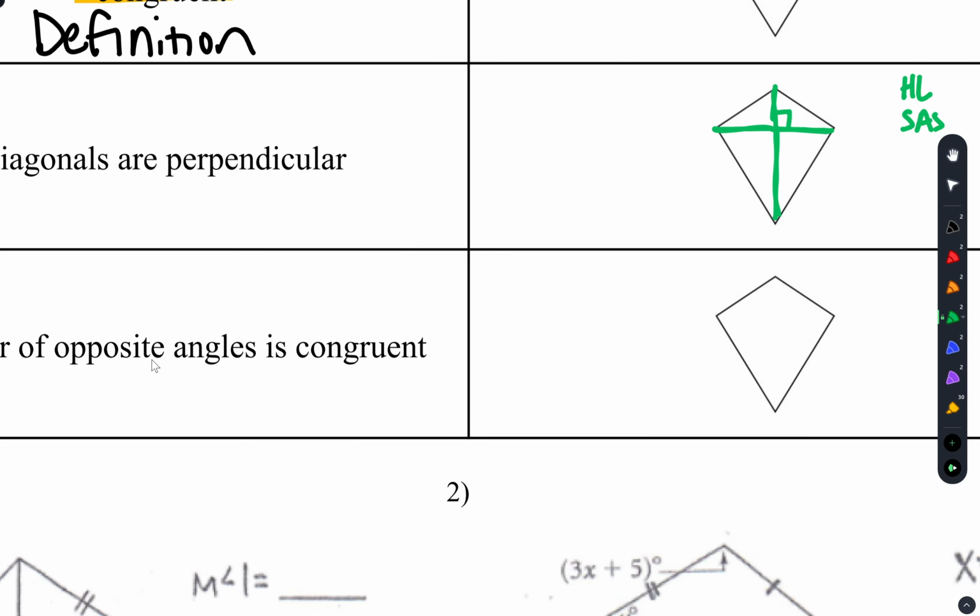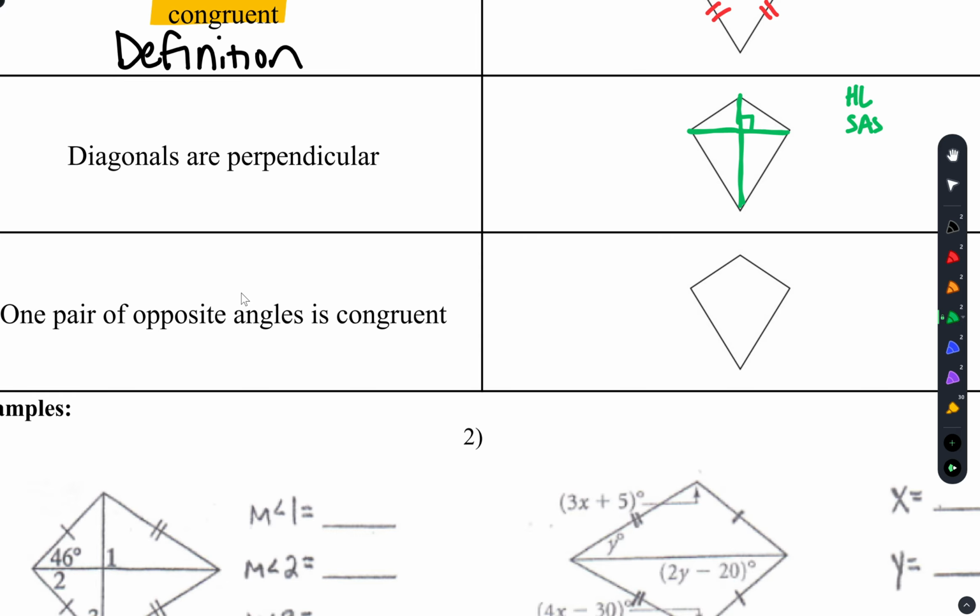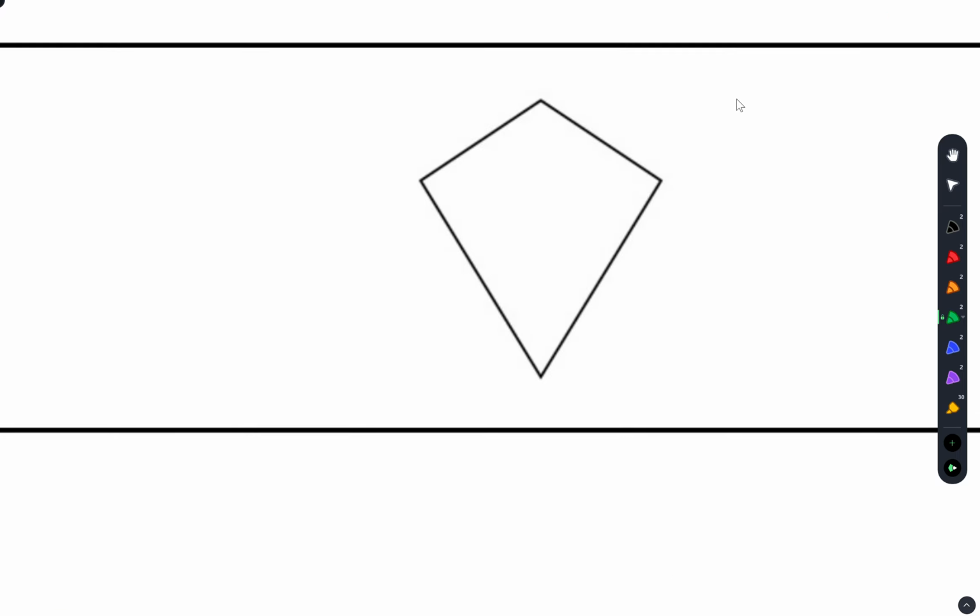The last property that we have is that one pair of opposite angles is congruent. So if I take a look at this shape, I just want you to give me your best guess. What pair of opposite angles do you think is congruent in this shape? Which 2 look like they're the same? It's going to be those 2 on the sides, right? This one looks like it's congruent to that one. You would be correct. Again, I'm not trying to trick you.